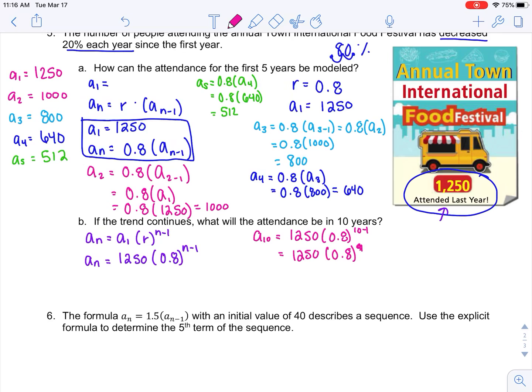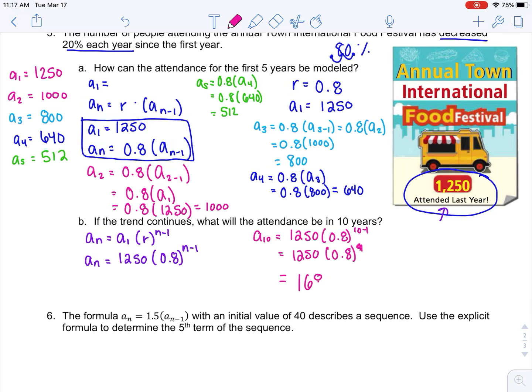Y'all be careful when you're plugging this in your calculator. Make sure you're doing 0.8 to the ninth power. So do not multiply 1,250 times 0.8, hit enter, and then do to the ninth power. That's not right. I want you to do it all in your calculator, all in the same line. You can do 1,250 times 0.8 to the ninth power. Or if you want to do it on two lines, you're going to need to do 0.8 to the ninth power first and then multiply by 1,250.